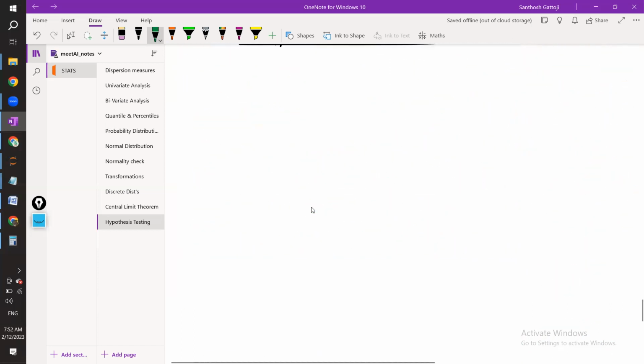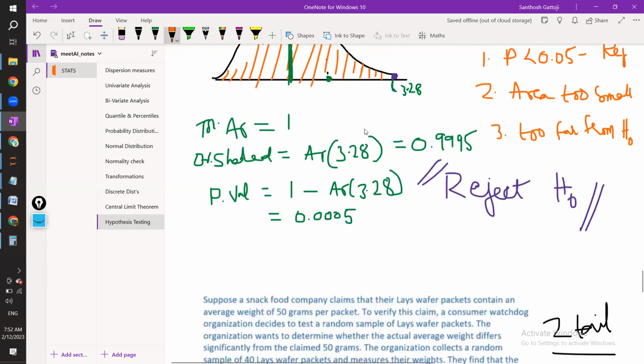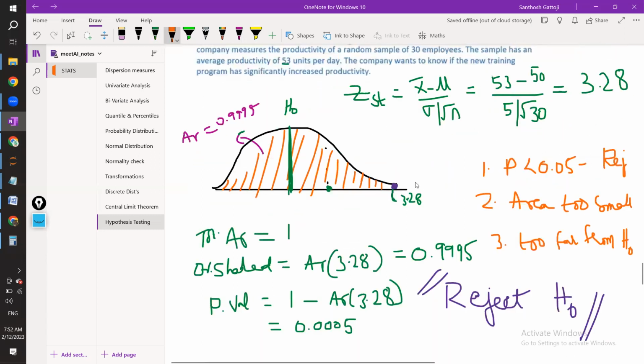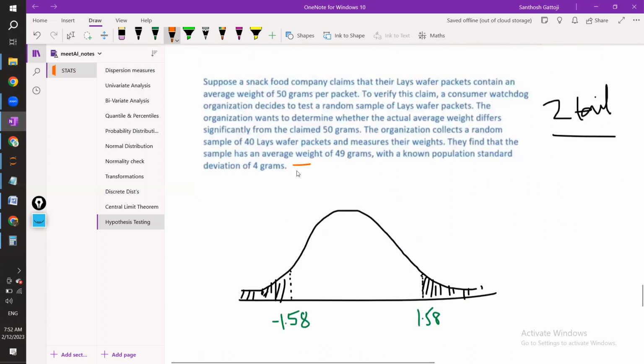On this side you will have minus 1.58, and here it will be plus 1.58. So the p-value is both these areas. Earlier, the p-value was only this much area, from wherever the Z statistic is covering. But here you need to calculate not equal to 50. So it could be less than or greater than. Here you will have the mean.